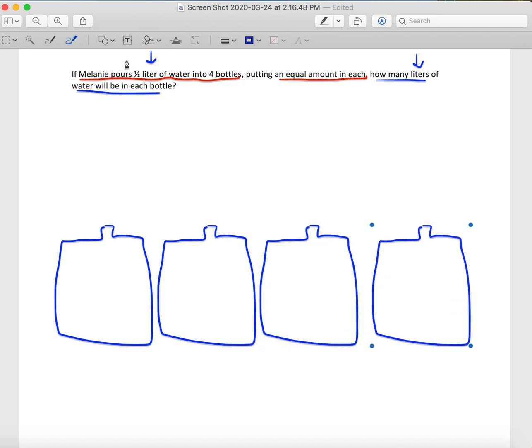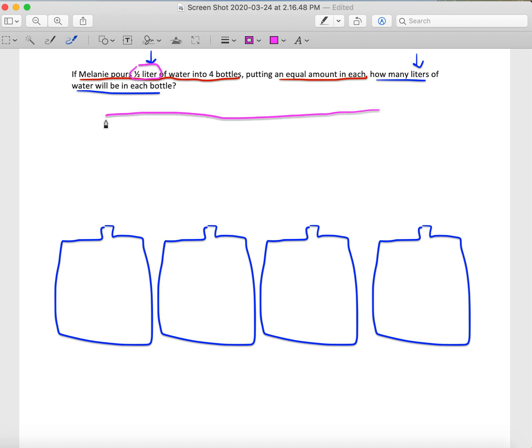And how much did Melanie start with? Well, she started with 1/2 of a liter. So let's say this is 1 liter. Let's do this. Let's say that here is my 1/2 of a liter. Sorry, y'all, I'm still getting the hang of this. Here it says 1/2 a liter.